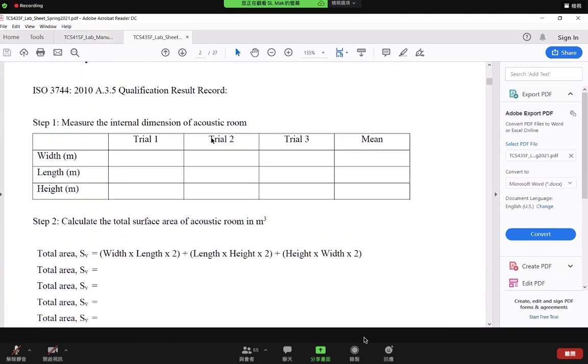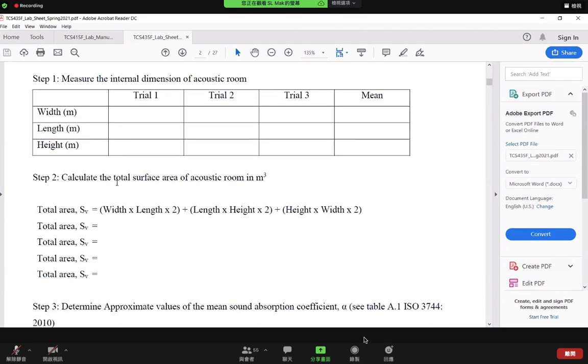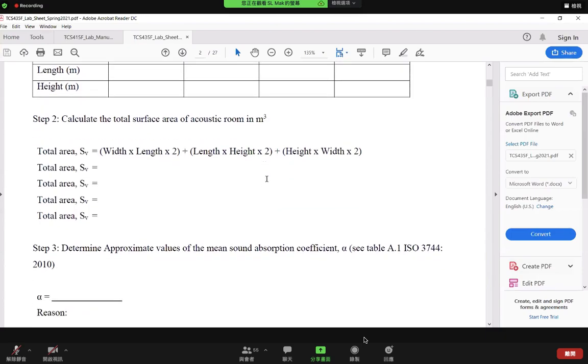Okay. Step 1. You are required to measure the internal dimensions of our acoustic room, width, length, and height, and calculate the means. And then calculate the total surface area of the acoustic room. Sorry, it should be meter square, not meter cube. We use SV to represent the total surface area of the acoustic room.